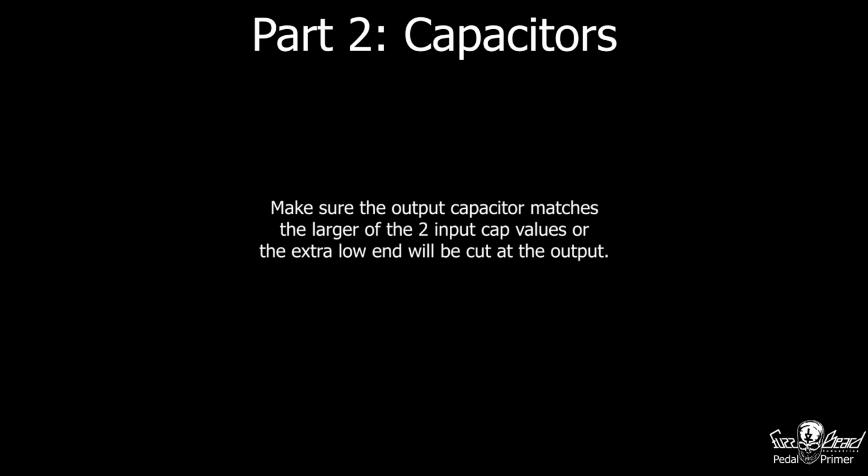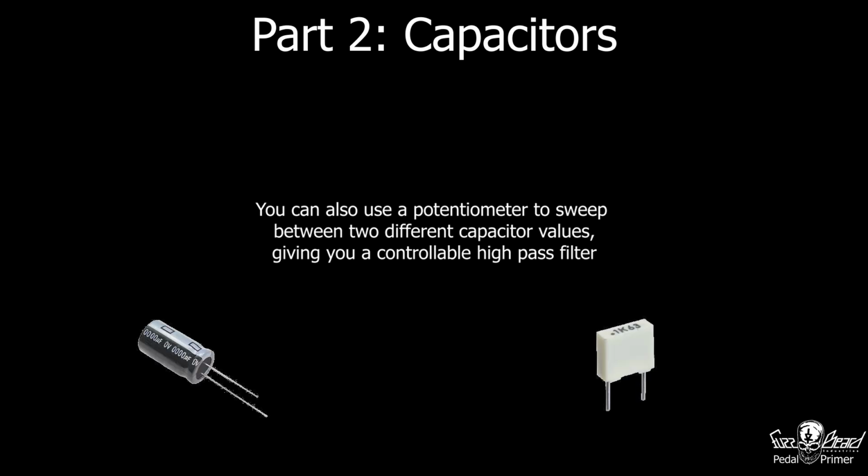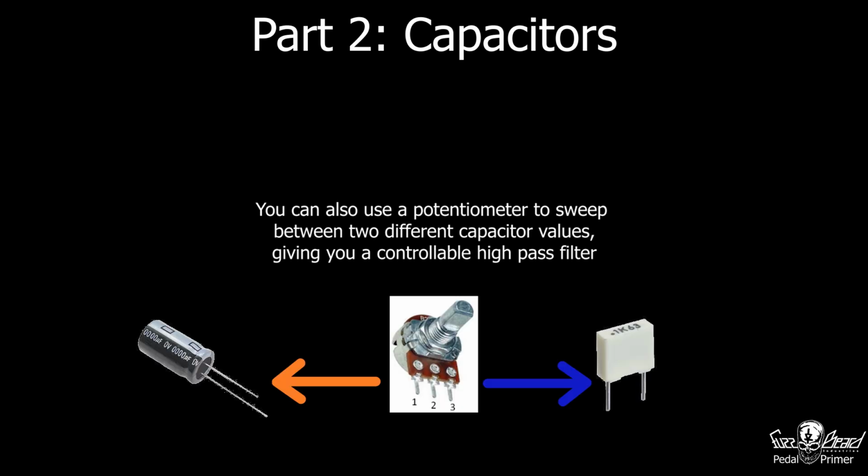Just make sure the output capacitor is large enough to pass the extra low end from the bass as well. You could even do this with two capacitor values and a potentiometer to simulate a variable capacitor and create your own controllable high-pass filter.